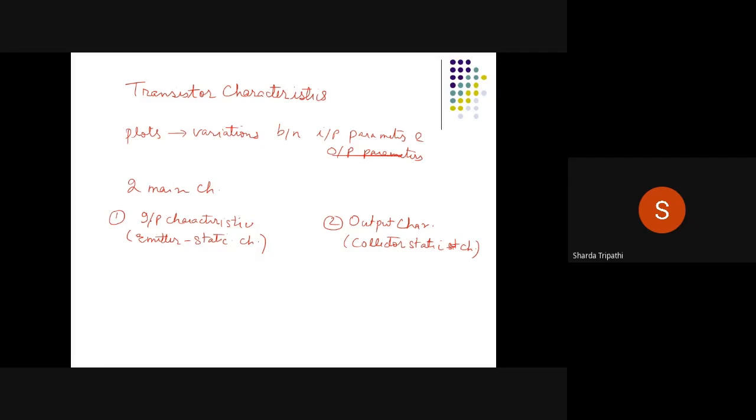Okay. So now what the definition says, what is an input characteristic? It is actually a plot between input current and input voltage for different values of output voltage.